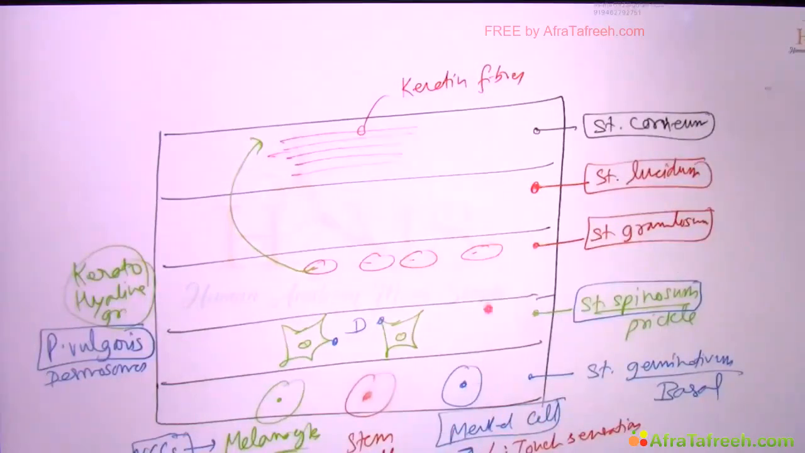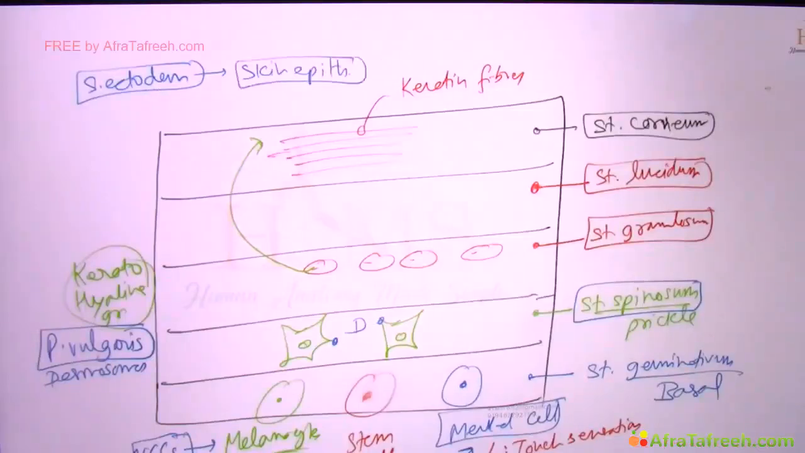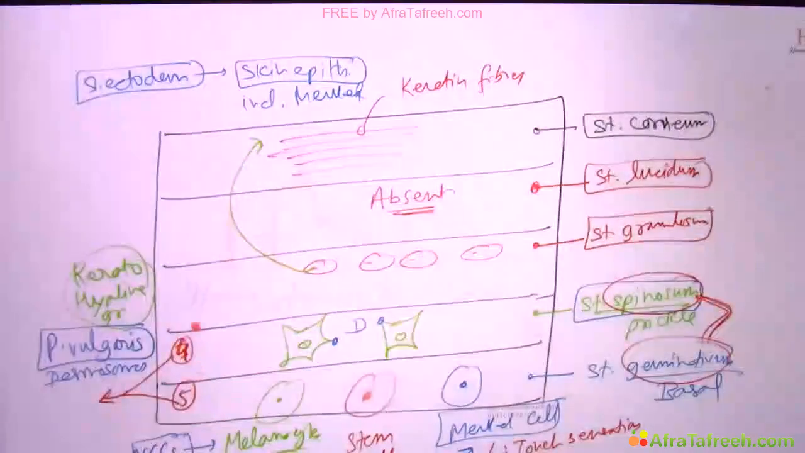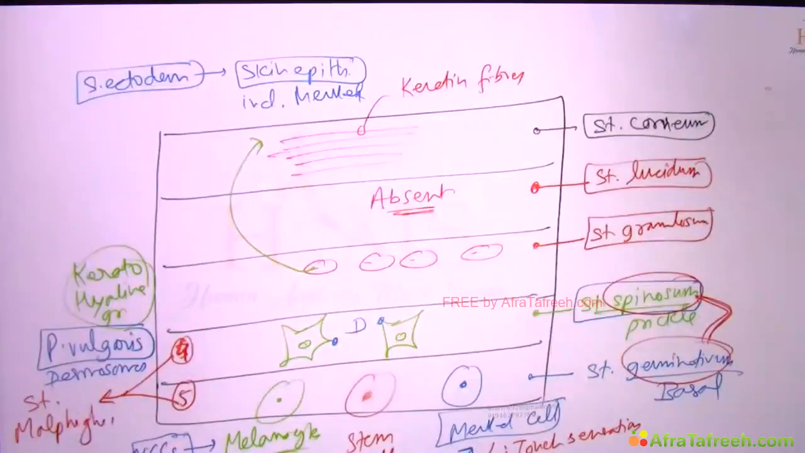So all these cells, where would they come from? Surface ectoderm. It is the surface ectoderm which will form the skin epithelium, and all these cells will come, including the Merkel cell also. When you say layer number 4 and 5, which is stratum spinosum and germinativum, together they form the stratum malpighi. This is a question coming, malpighi. So when you're talking about stratum malpighi, it is actually 2 layers: the stratum spinosum plus stratum germinativum.